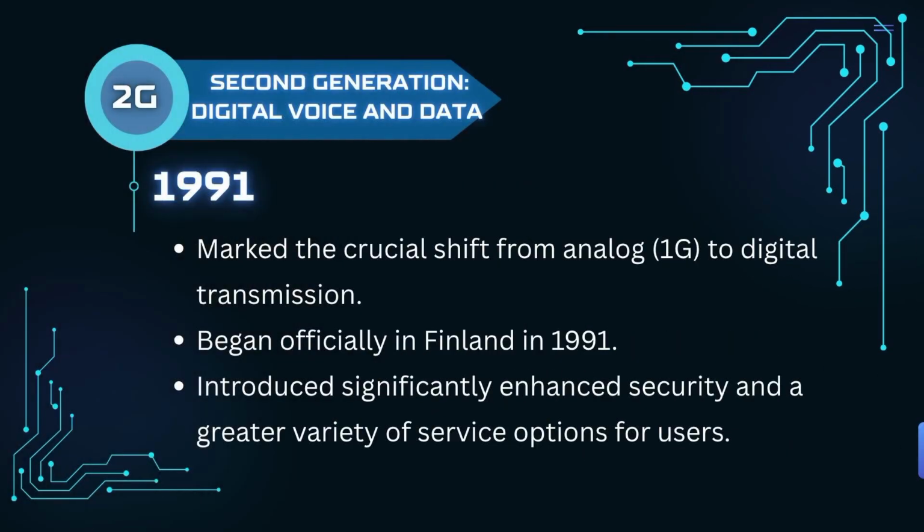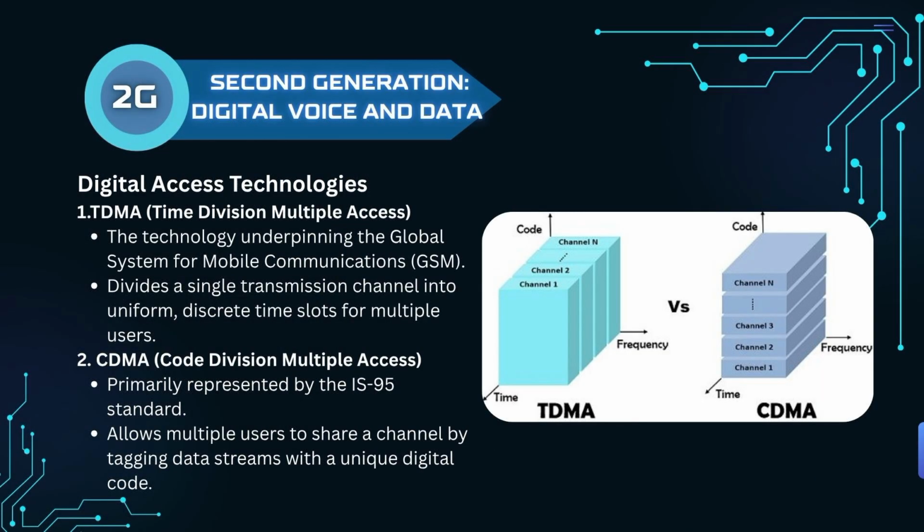The second generation was a fundamental shift from analog to digital transmission. This crucial change, starting in Finland in 1991, immediately brought significantly enhanced security and a greater variety of service options to mobile users. The transition to digital networks substantially increased radio capacity by introducing two dominant multiple access technologies. The first was TDMA, the backbone of GSM, which divides a single channel into discrete time slots for users. The second was CDMA, used in standards like IS-95, which allows multiple data streams to completely overlap in the same frequency, separated by unique digital codes.